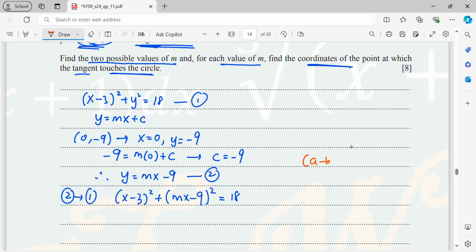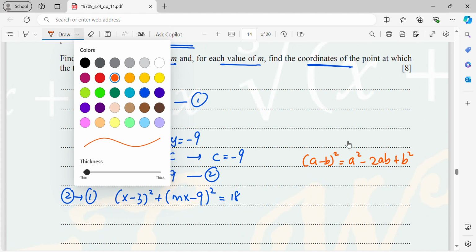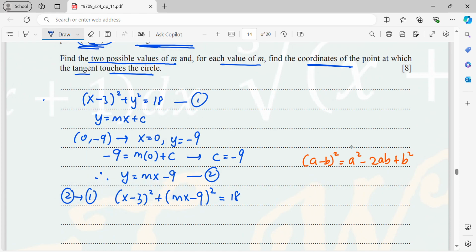So when you do expansion, a minus b squared, that is a squared minus 2ab plus b squared. That means you will be getting x squared minus 6x plus 9 for the first quadratic expansion. And now the square of mx minus 9, that is going to be m squared x squared, then minus 9 times mx times 2, that is minus 18mx, then plus 9 squared is 81. And the 18 on the right side will be moved to the left side.